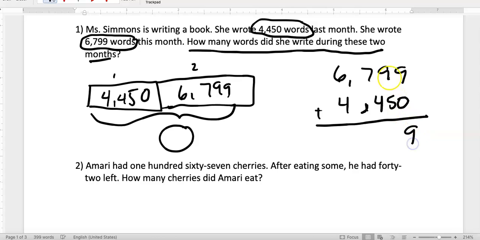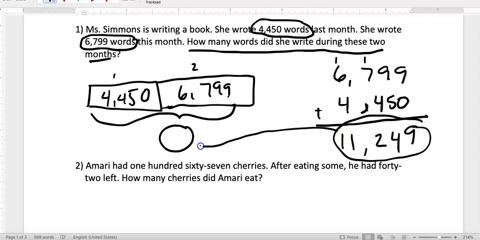9 plus 0 gives me 9. 9 plus 5 is actually going to be 14. My 4 goes there, regrouping my 1. 7 plus 4 is 11, plus this 1 gives me 12. My 2 goes at the bottom, regrouping my 1. 1 plus 6 is 7. 7 plus 4 gives me 11. My comma comes straight down, or I separate my thousands and hundreds with that comma, or I count 3 in. 1, 2, 3, and use my comma there. So 11,249 would actually go here. That is how many words Miss Simmons wrote in 2 months. We added those amounts together.